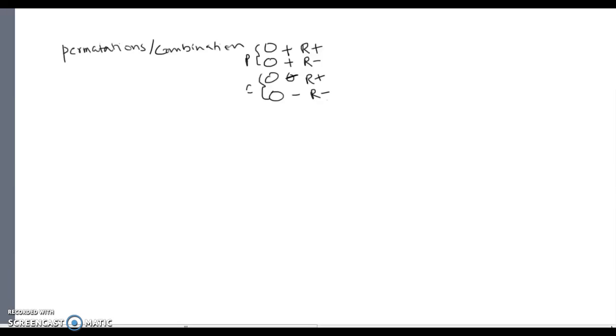All right, friends, let's look at the last part here of the series on combinations and permutations. Let's look at the case of combination, where ordering doesn't matter and repetitions are allowed.